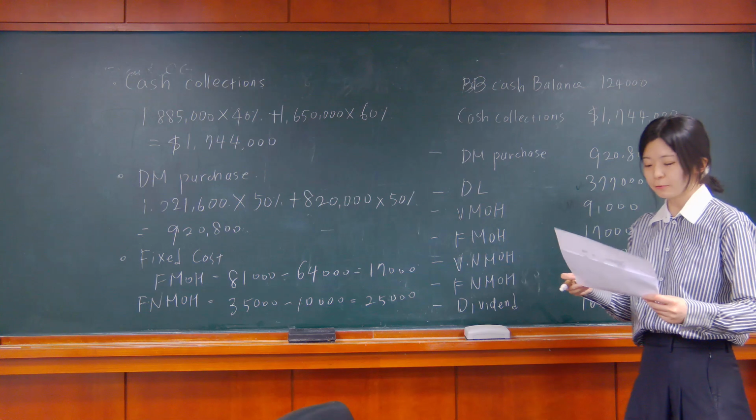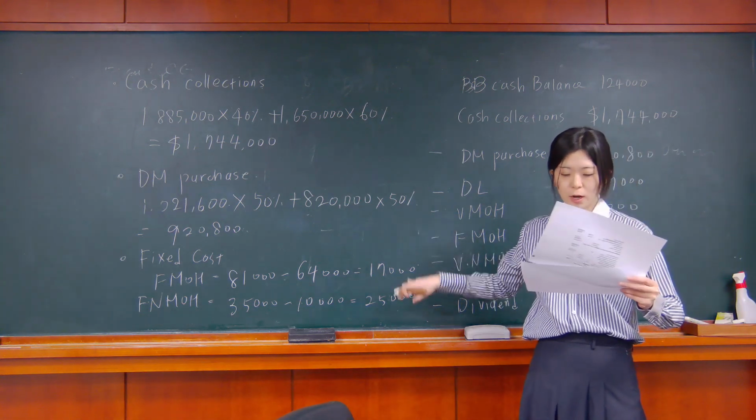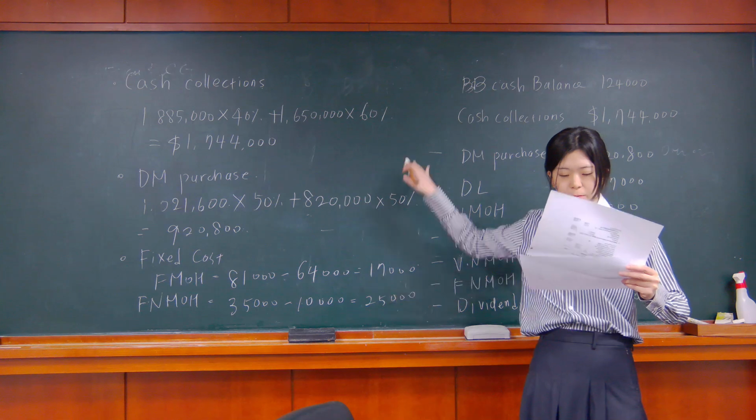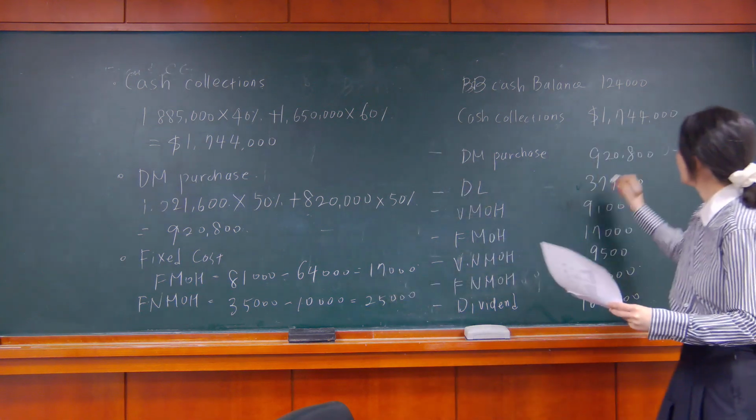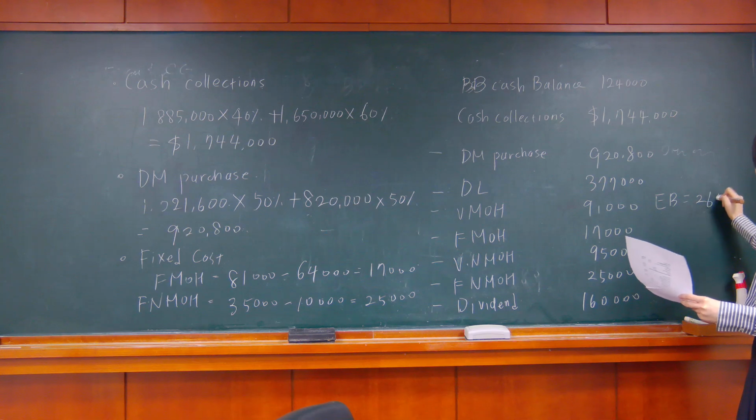Yeah, so after subtracting all these from the cash available for needs, the ending cash balance that you should be getting is equal to 267,700.